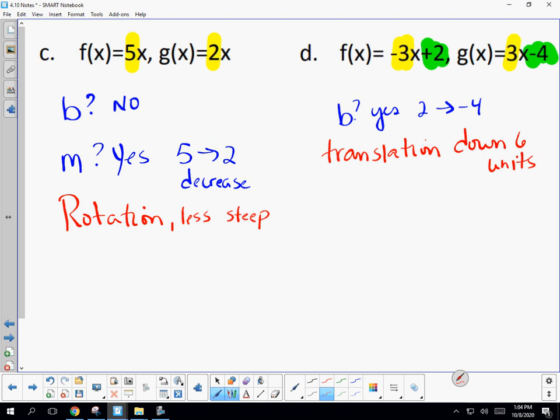Okay? And did my m change? It did. It went from negative 3 to 3. So the steepness didn't change, but since it went from a negative to a positive, it is a reflection across the x-axis. Excuse me, the y-axis.